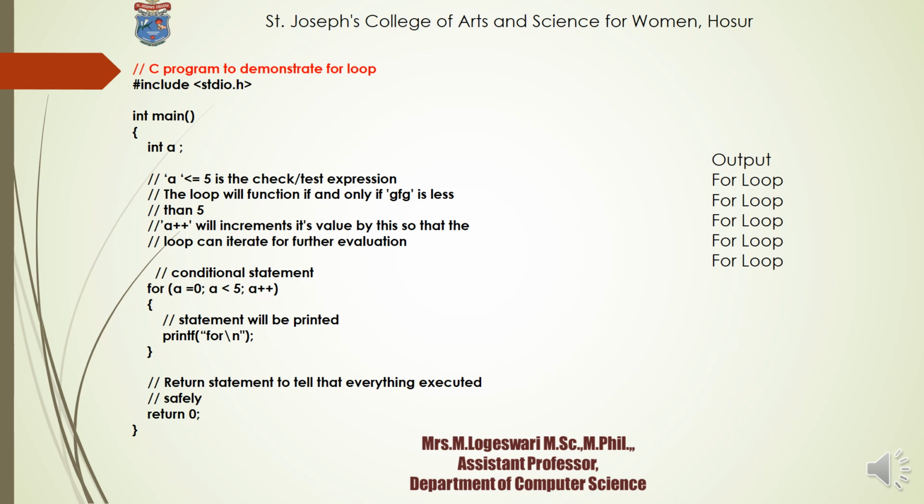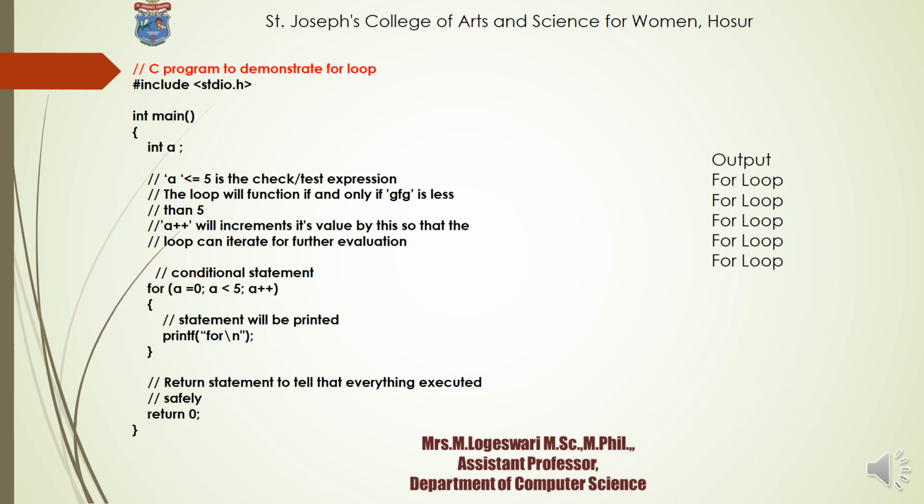This is an example program for the for loop. First the main function starts, after that you declare the variable a. Then the for loop starts with the first step, a equal to 0, which means initialization of a to 0. Then a less than 5, so the condition is checked. 0 less than 5, this condition is true, so it automatically enters the for loop. So it prints the statement for.